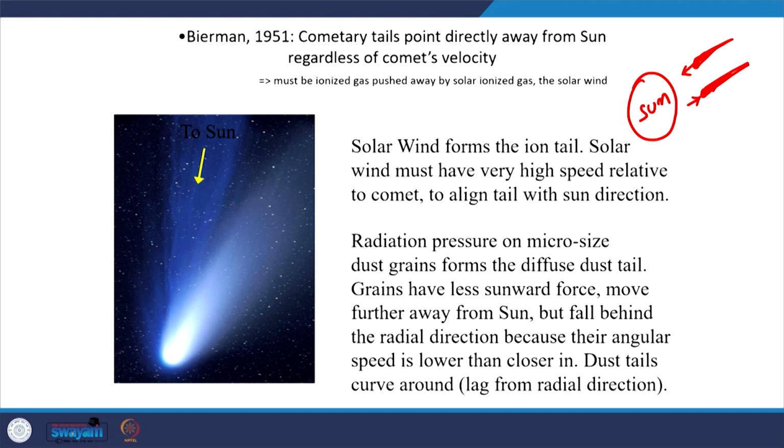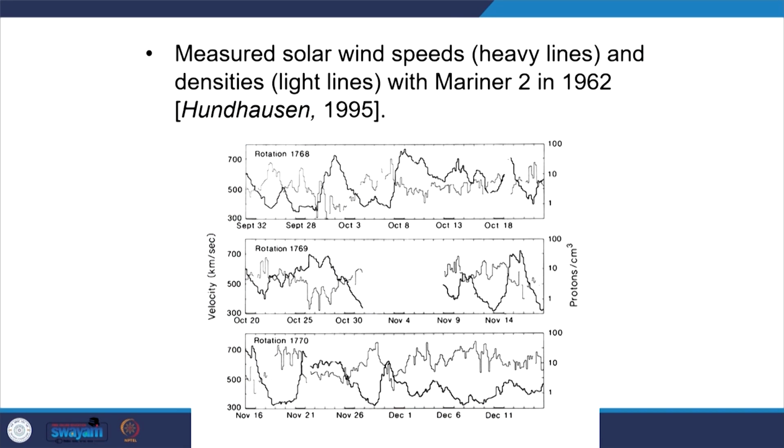Solar wind forms the ion tail. Solar wind must have very high speeds relative to the comet to align the tail with the sun's direction. The radiation pressure on micro-sized dust grains forms the diffuse dust tail. Grains have less sunward force, of course, and move farther away from the sun, but fall behind the radial direction because their angular speed is lower than when it is closer in. That is the reason that you see the comet tail pointing away from the sun.